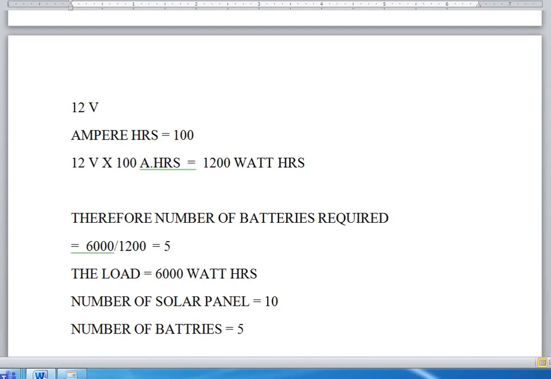Now when you go for this kind of network, your total load is 6,000 watt hours, the number of solar panels is 10, and the number of batteries is 5. Suppose you increase the solar panel capacity. You have taken 100 watts, but if you go for 200 watts, this 10 will become 5. When will this become 5? When you don't have much space on your rooftop.